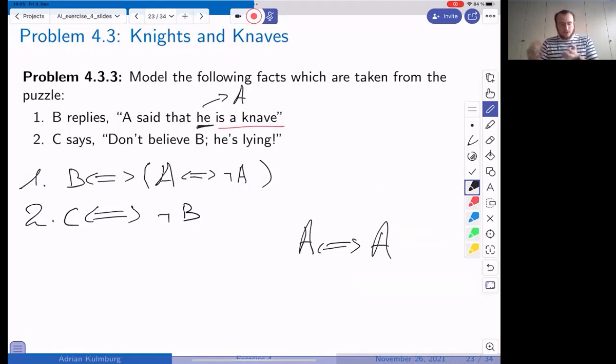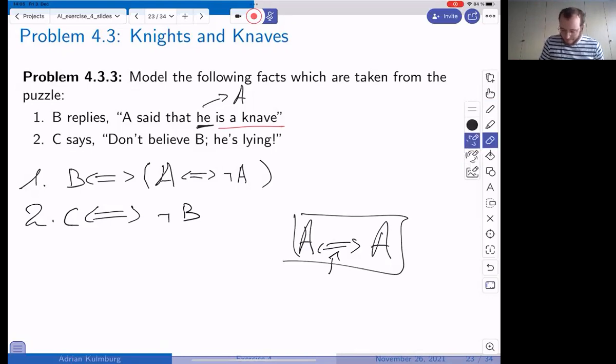And then it could also be that A, in fact, is a knave, but this relation would still work, right? This is just a formalization of what this sentence is. It does not necessarily tell you anything about A, right? It just says that, okay, this person said this. Because you can also see that this equivalence is actually still true if A is a knave, right? So if A is false, this equivalence is also true.